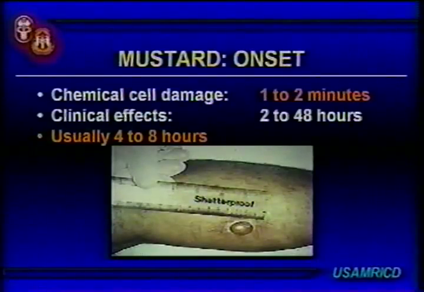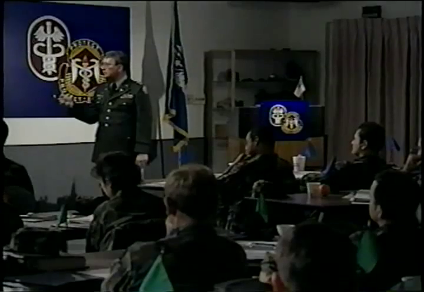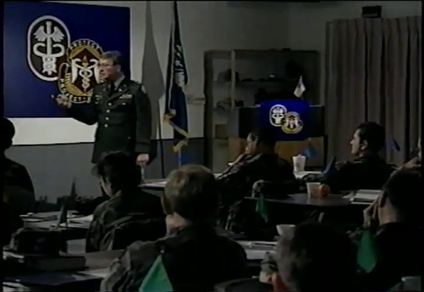This is the famous person you might have heard about yesterday who was working at a depot site. A little eyelet on the back of his boot let mustard drip in. And I think they calculated that was about a 20 milligram dosage of mustard that made this blister. I have seen blisters that probably looked about like this that were caused by as little as a 10 microgram dosage. But again, 2 minutes to get it off of you, 2 hours to 2 days to the onset.